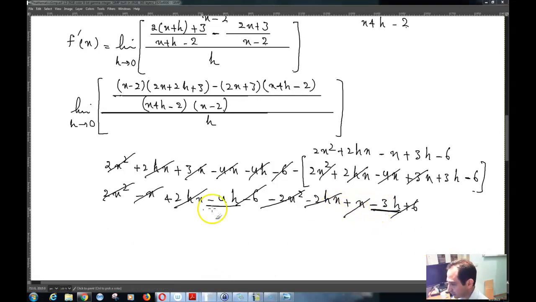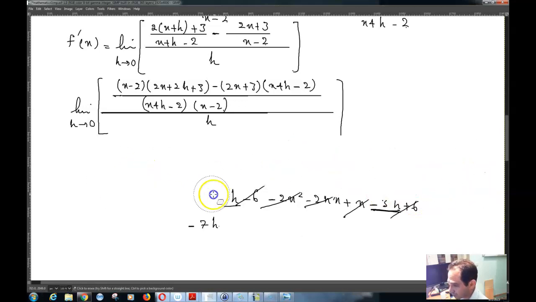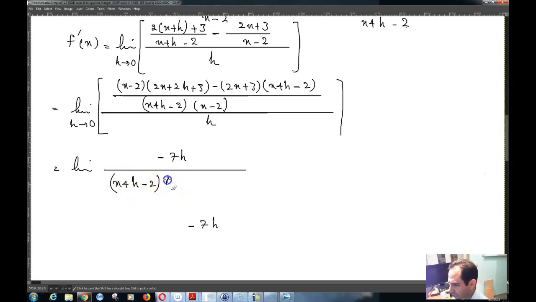That is negative 7h. So then I can write this as the limit of basically negative 7h. And then you can bring this to the denominator and write it as x plus h minus 2 times x minus 2 times h. And then h and h you can cancel out as h tends to 0.